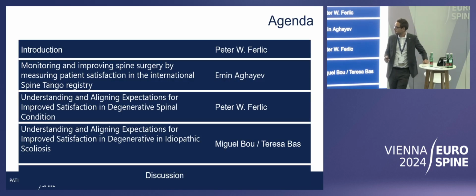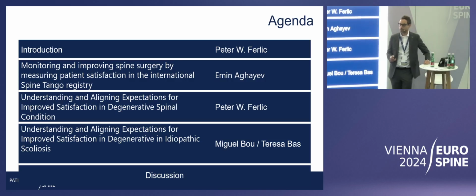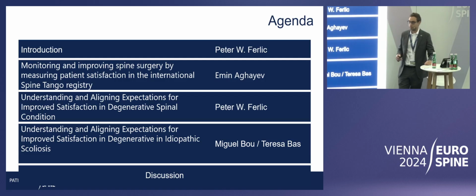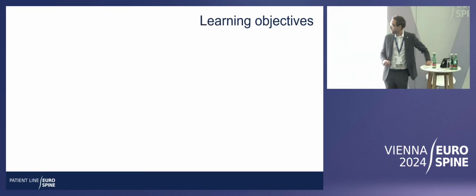So we'll have 3 talks today. The first will be not by Emin, but Uge will step in about Spine Tango and how this tool can help us to measure satisfaction and improve our clinical practice. And then we have 2 talks focusing on different pathologies and see how expectation may vary in these 2 different pathologies in terms of what patients are expecting from surgery and how this influences their outcome.